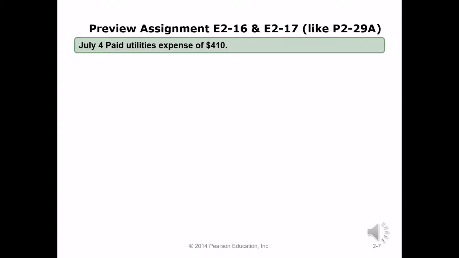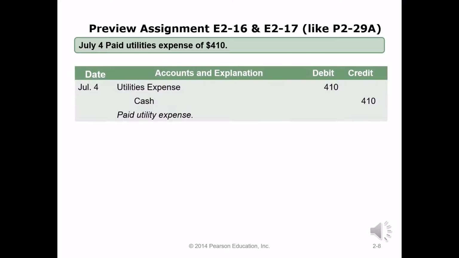On July 4, we paid utilities expense of $410. Pause the presentation and write your journal entry. When we pay for utilities expense, our journal entry is a debit to utilities expense for the $410 and a credit to cash for $410.